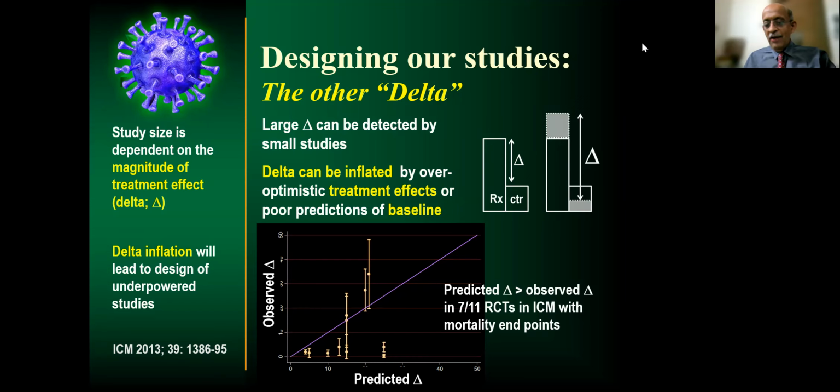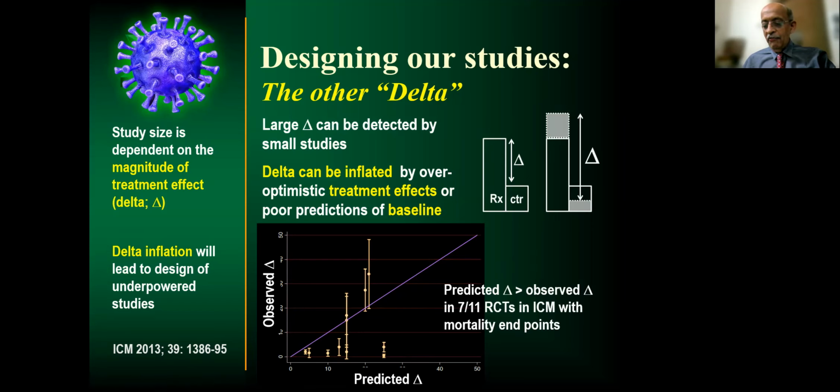And this has been very well documented in critical care literature. This paper, again, from Intensive Care Medicine in 2013, showed that in 11 trials in Intensive Care Medicine journal, which had death as an endpoint, 7 of them inflated the delta. Or in other words, in these 7, you notice that the predicted delta is significantly higher values than the observed delta. And this is quite important for us to recognize why many of these trials are basically negative trials.